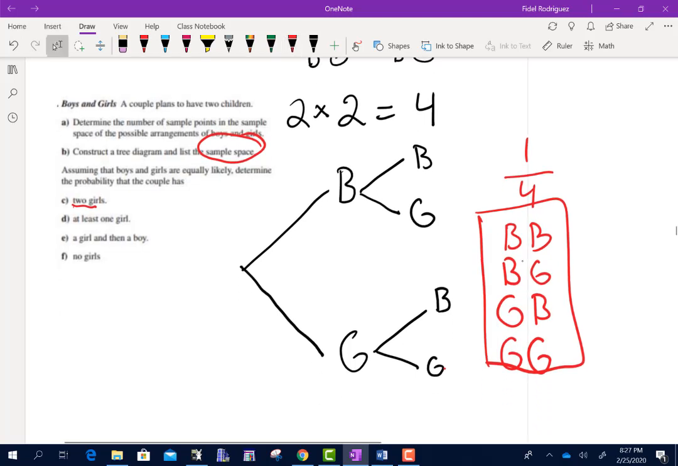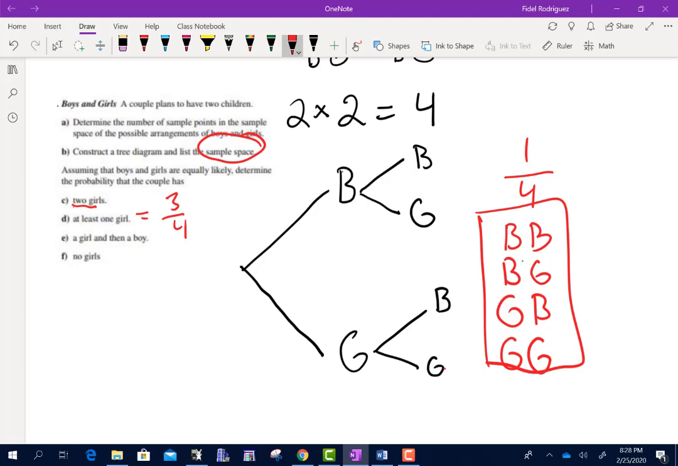Okay. Now look at part D. Part D says at least 1 girl. Okay, well there's 4. How many of them have at least 1 girl? That one has at least 1 girl. That one has at least 1 girl. That one has at least 1. At least 1 means 1 or more. So 3 out of the 4.